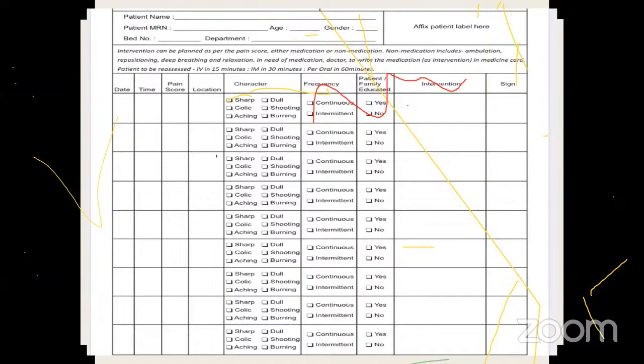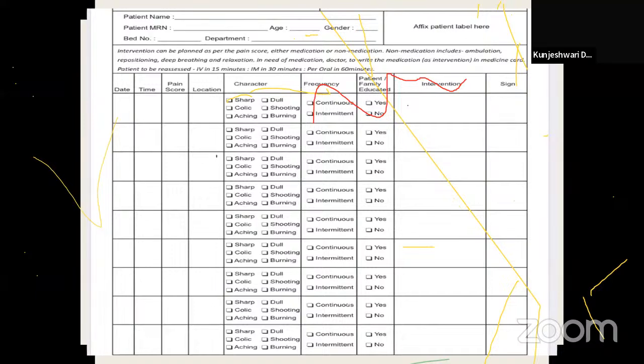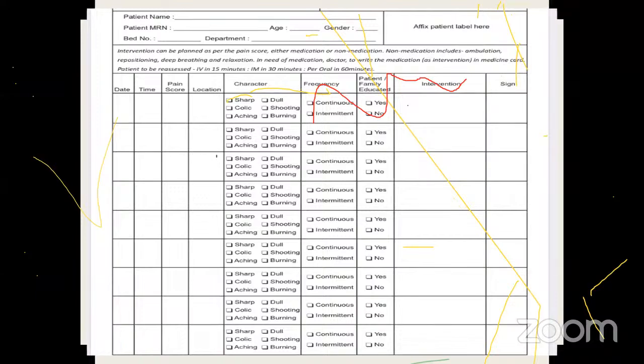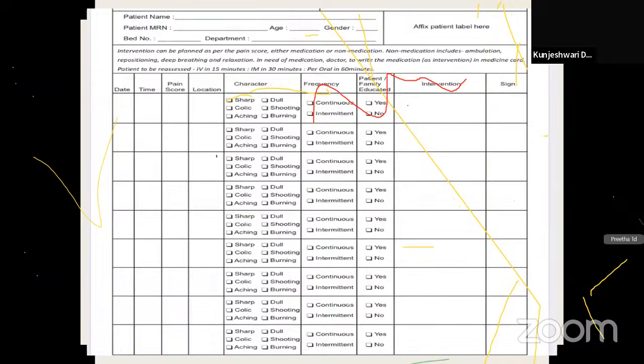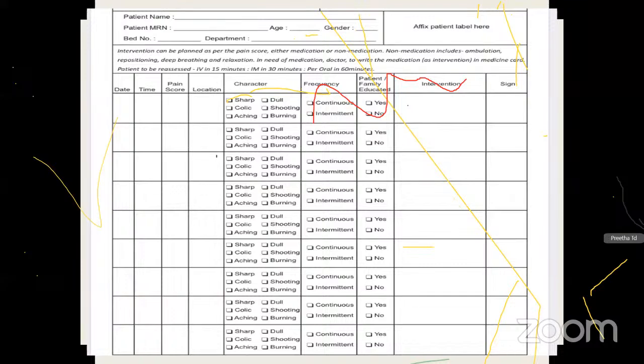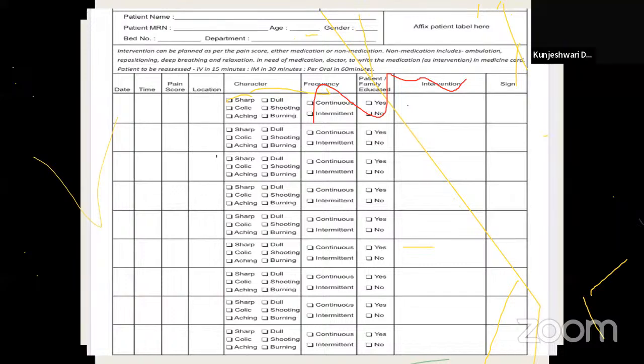Okay, so this is the pain chart I'm giving. Maybe in your unit, you will be using a different kind of format. As I told you, the date and time, pain score, location, definitely you have to write. Characteristic of the pain, the frequency of the pain, and of course education to the family is very important. So, next.